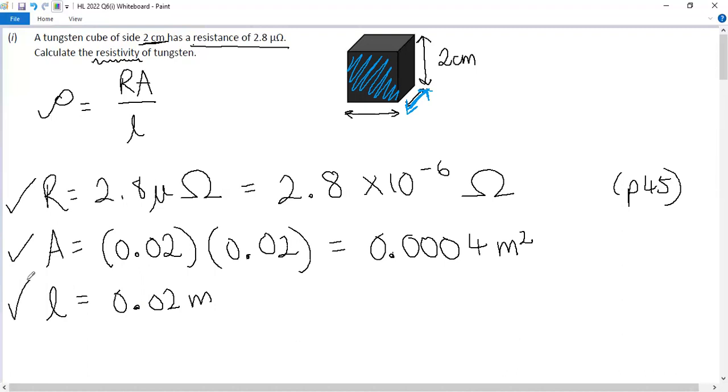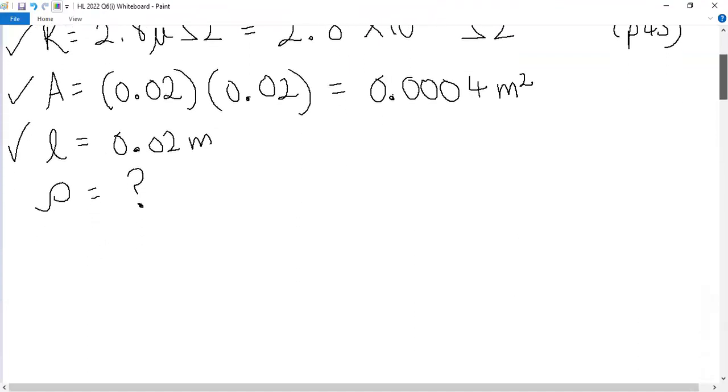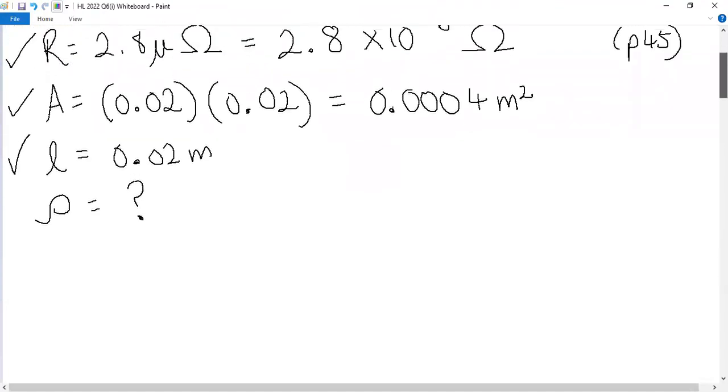All right, so I've got 3 things. And the question asked me for resistivity. If I'm going to go back here now to my equation and say, I have that, I have that, I have that, I have resistance, I have area, I have length, and I need resistivity. So this is a really nice question in my opinion, because the question gives you everything but one. You're not trying to do 2 steps or anything like that.